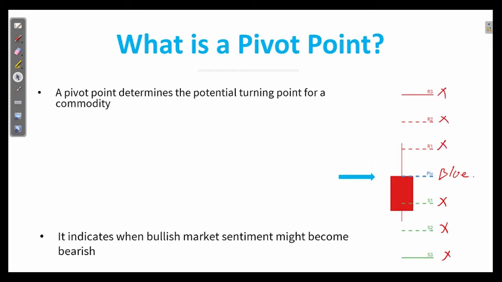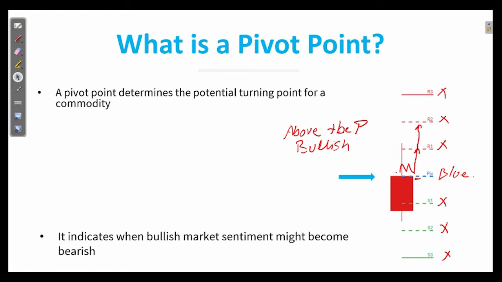Now, if the market is trading above the pivot point, then people will buy here. On top of the pivot point, they put a stop loss just underneath the pivot point, and they wait for the market to go to first resistance or the second one or the third one. Basically, above the pivot point is a bullish market. The market is in bull's control.